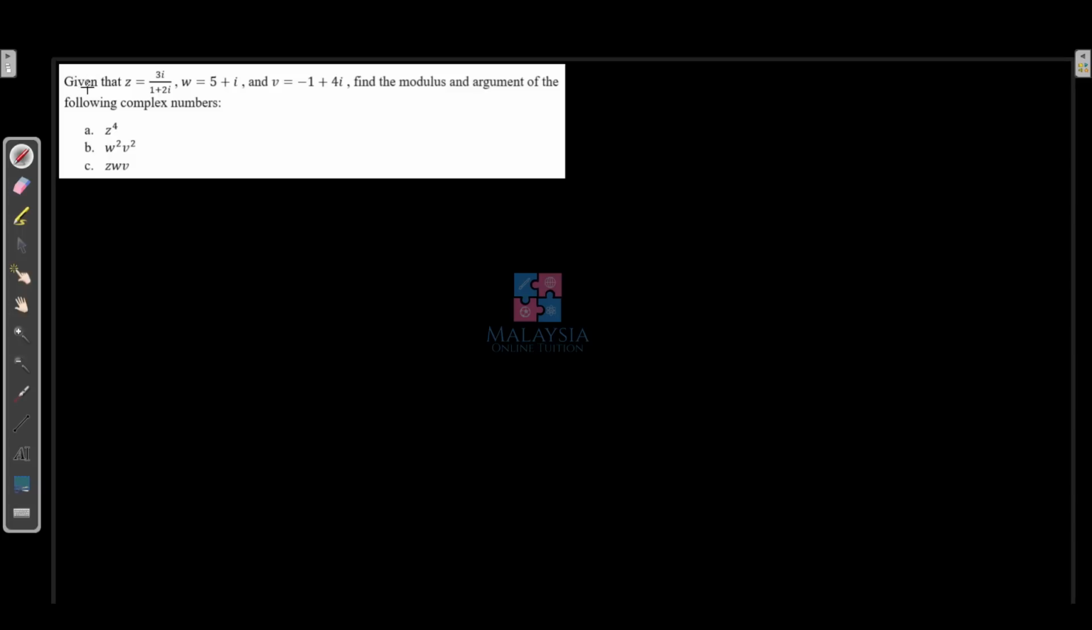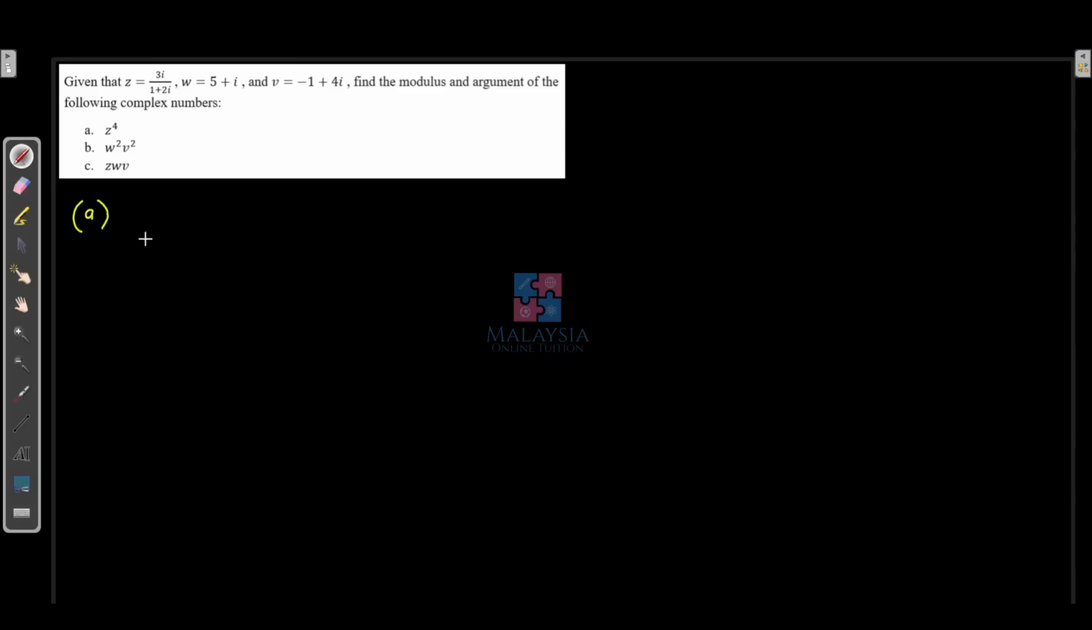Moving on to question number 4. Given that Z equals 3i over 1 plus 2i, W equals 5 plus i, and V equals negative 1 plus 4i, find the modulus and argument of the following complex numbers. For part A, Z to the power of 4. For this question, instead of finding Z to the power of 4 as a complex number and then finding the modulus and argument, you can change Z, W, and V into exponential form first before you answer parts A, B, and C.